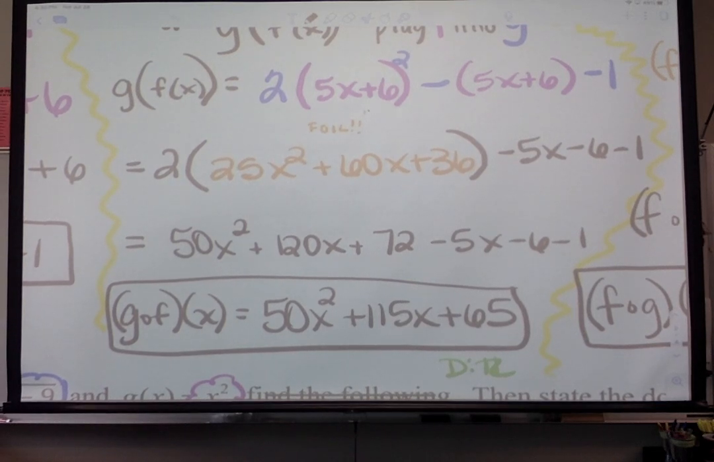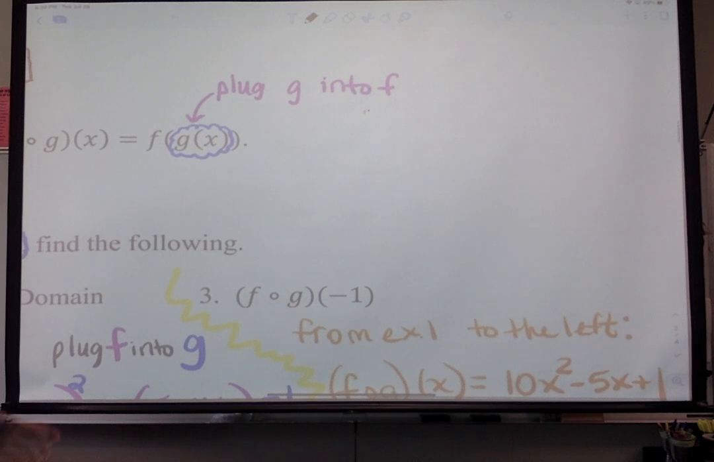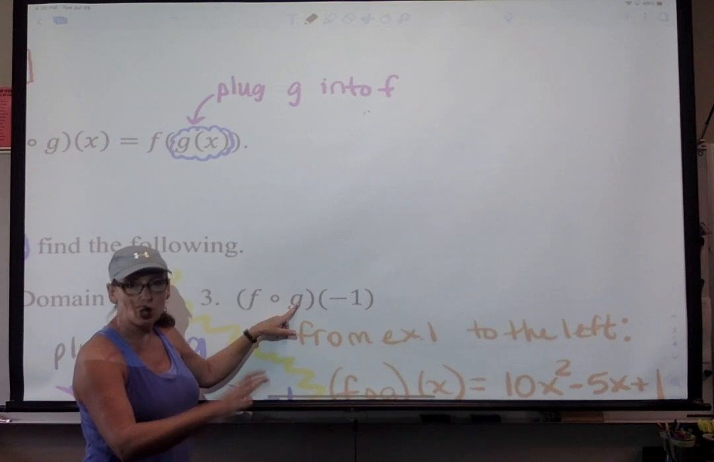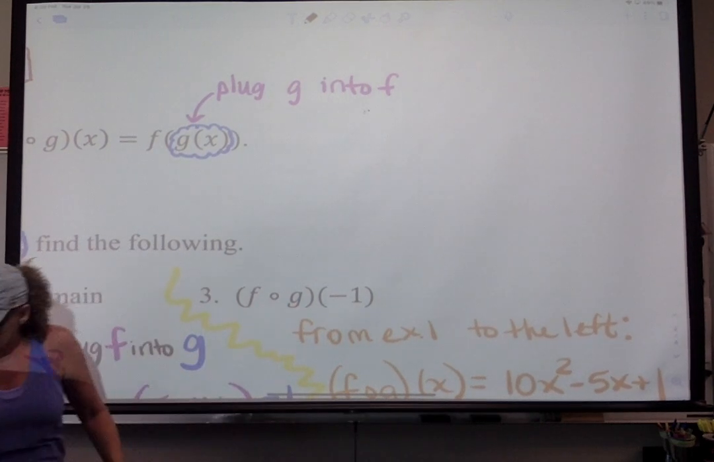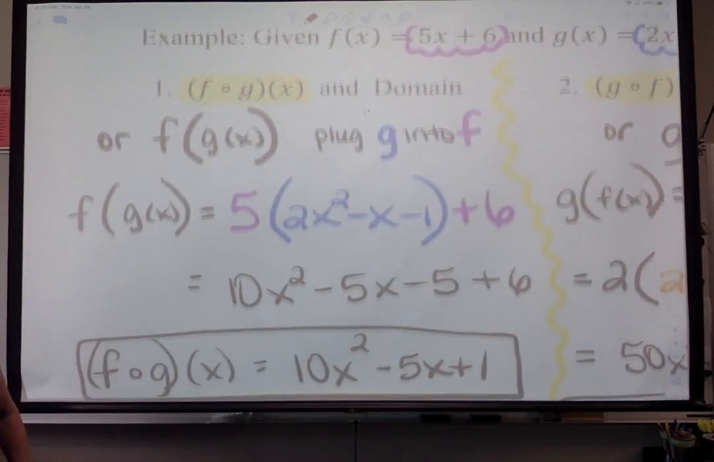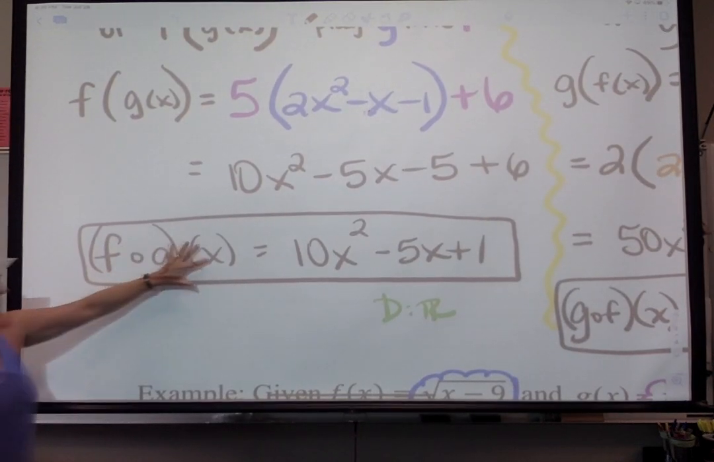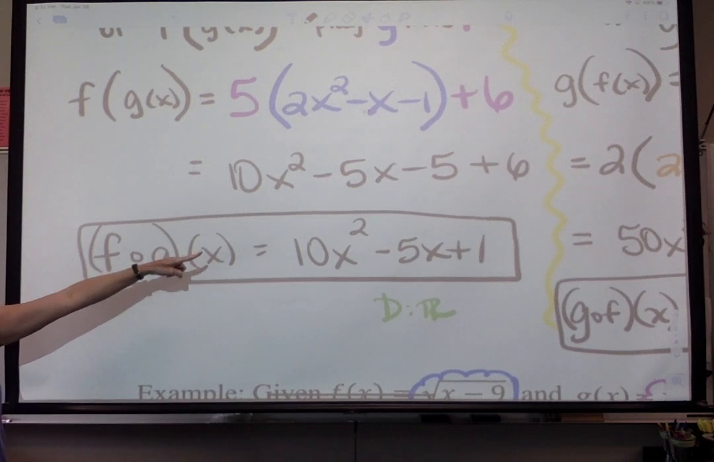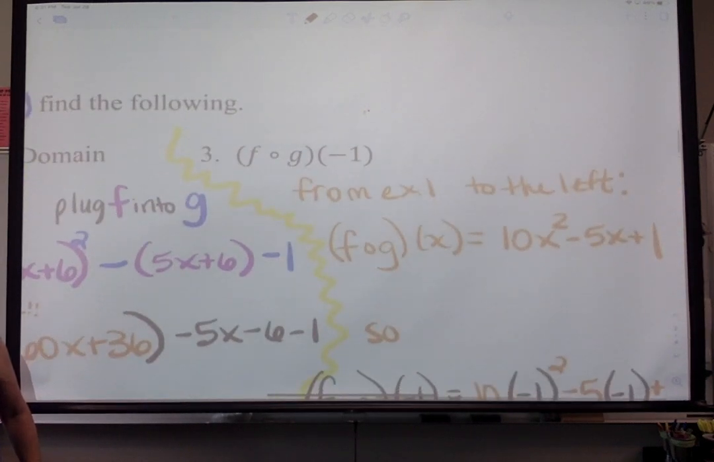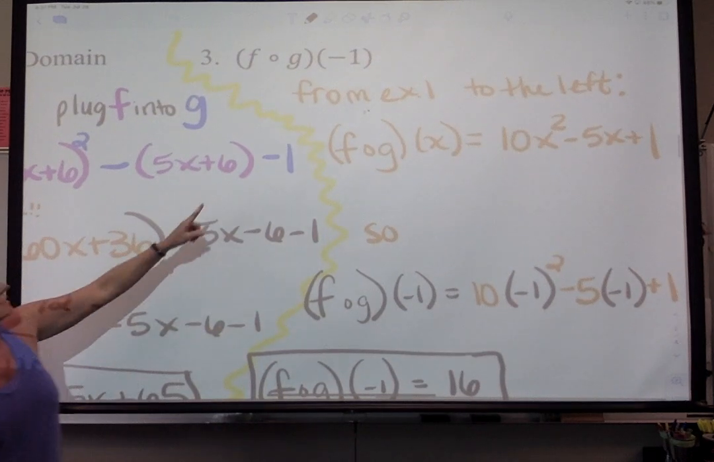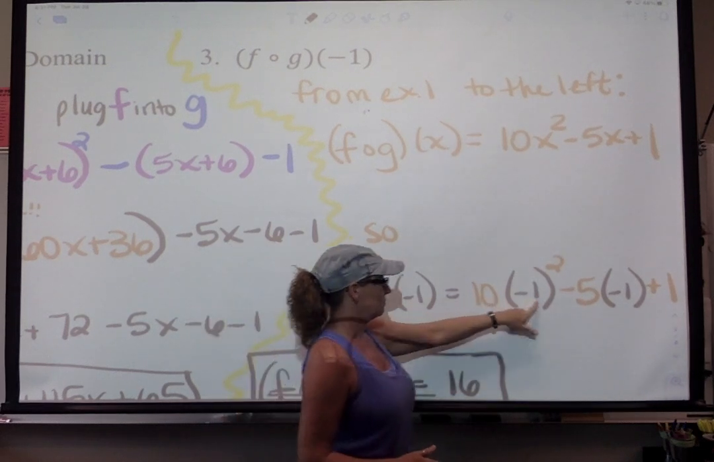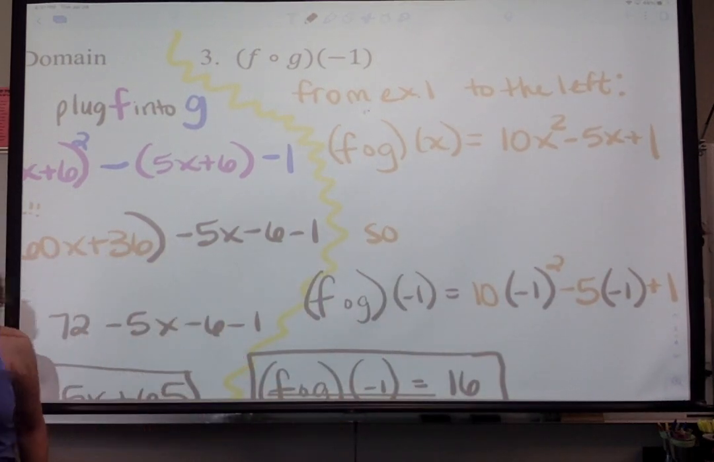All right, last one. Let's take f composition g. Let's take f of g. No, wait, we've already done that. We've already found what is f of g of x. Oh, here it is. f of g of x is that. So I'm going to take this quadratic, 10x squared minus 5x plus 1. And this one is saying plug negative 1 into that. So plug negative 1 in, plug negative 1 in. That's what I get.